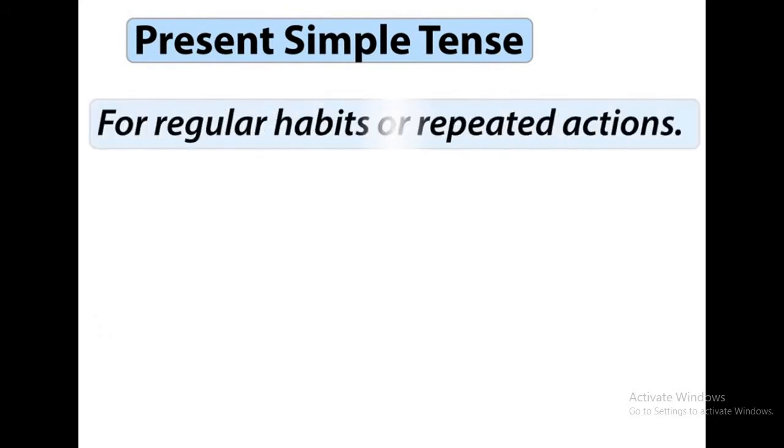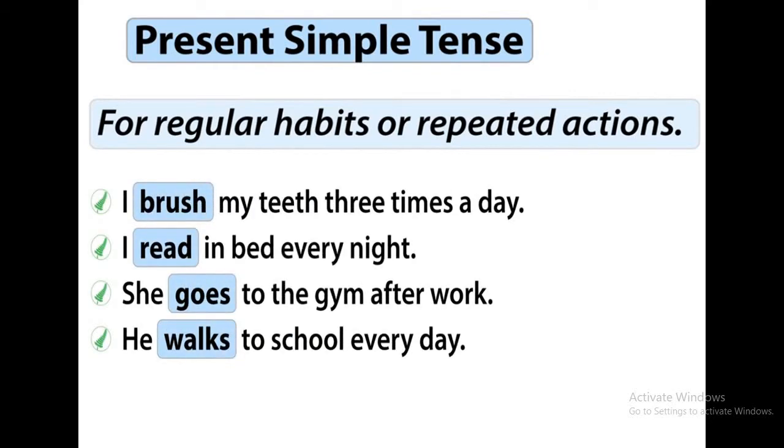The present simple is also used for regular habits or repeated actions. These are often daily routines and they happen always, often, generally, every week, and so on. For example, I brush my teeth 3 times a day. I read in bed every night. She goes to the gym after work. He walks to school every day.